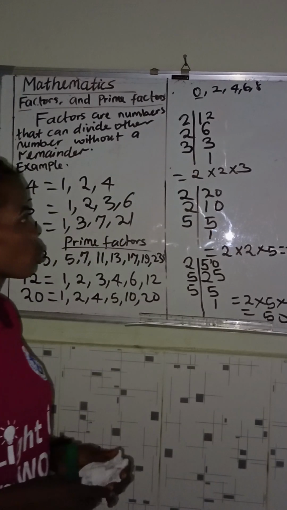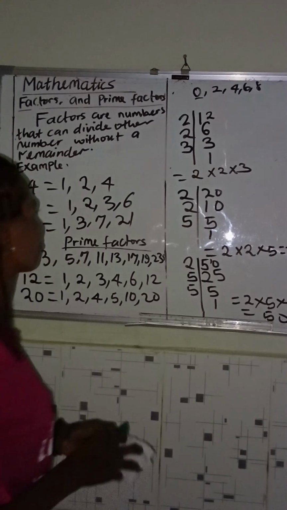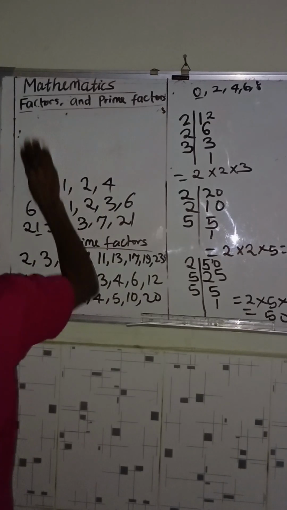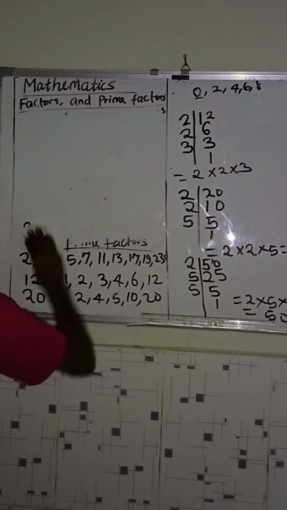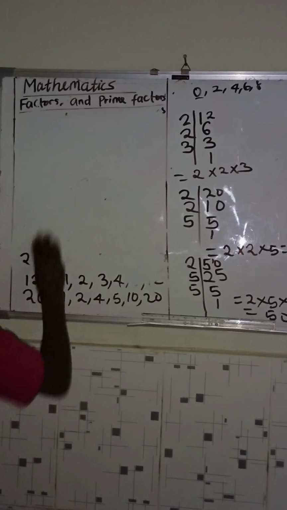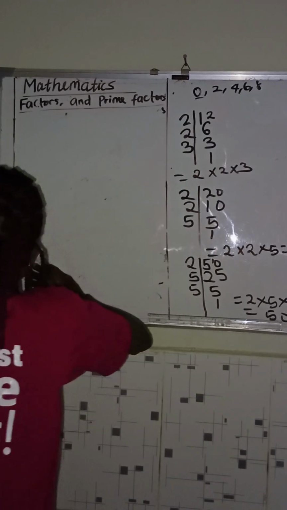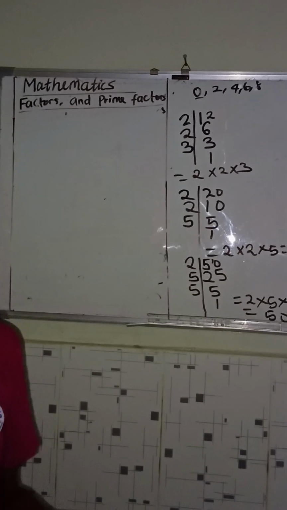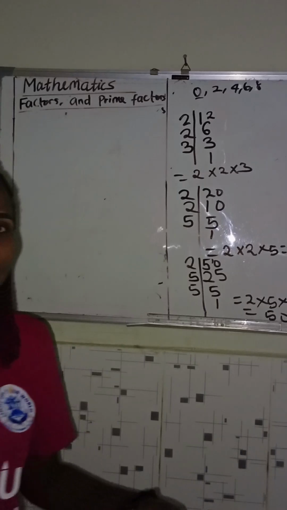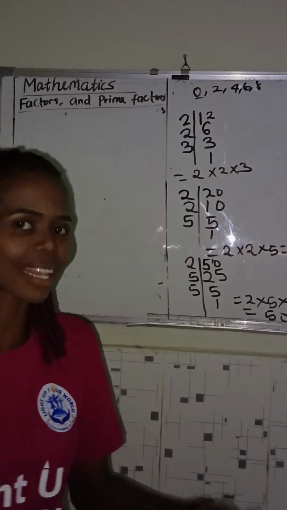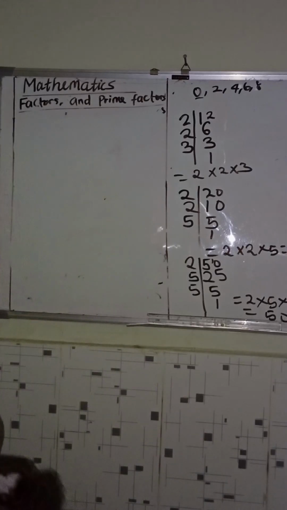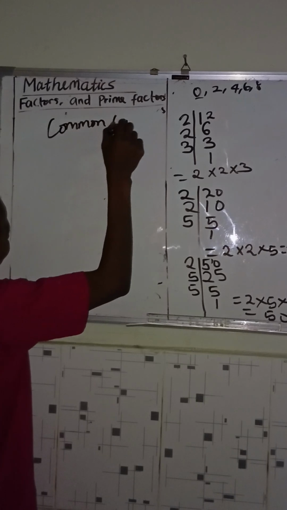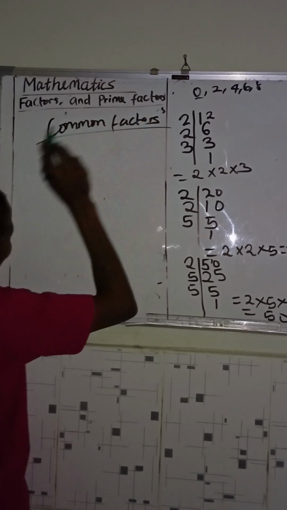Now we want to go on to common factors. All right, common factors. I'm sure all of you have seen questions where you've been asked, what is the common factor between this and this? Find the H.C.F between this and this. Do you understand? So now we're saying common factors.